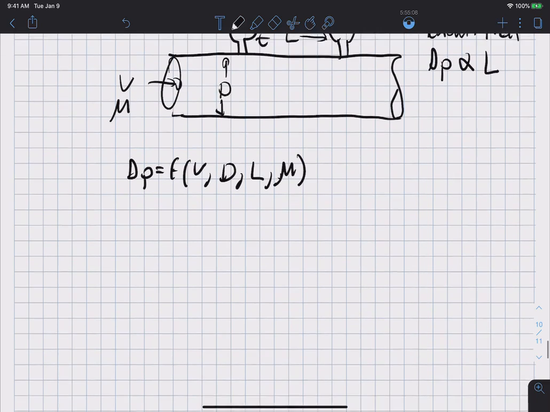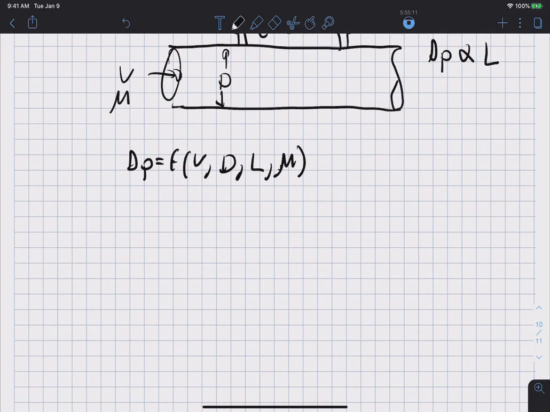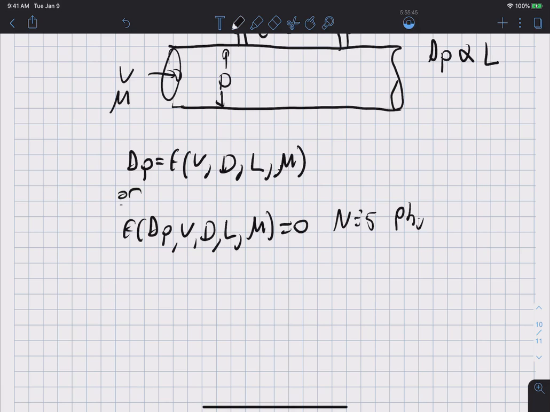Okay, so now we rewrite this equation as f, some function of delta P, v, d, L, and mu, is equal to 0. So now we need to determine the number of physical variables, and so we simply count them out. We have 1, 2, 3, 4, 5. So we have n equals 5 physical variables.